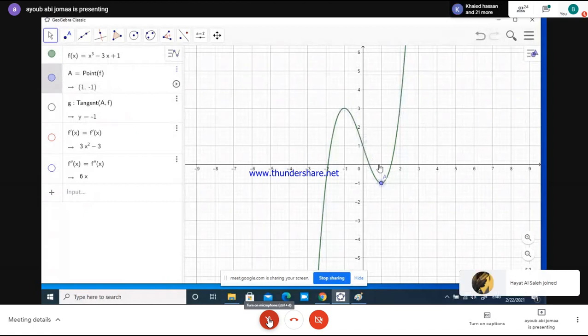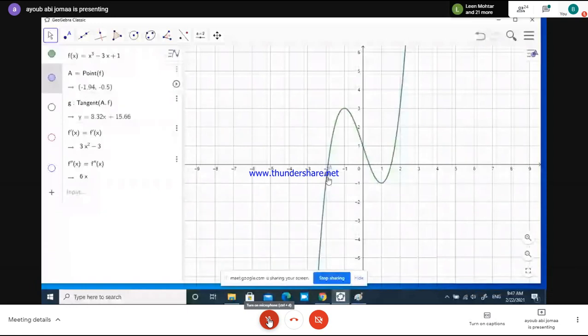Values of x between negative 1 and 1. So here, the function is increasing from negative infinity to negative 1, union 1 to infinity, and the function is decreasing on the interval negative 1 to 1.